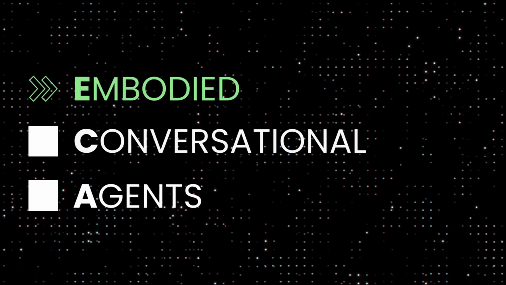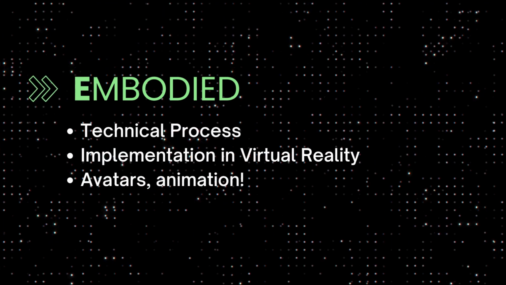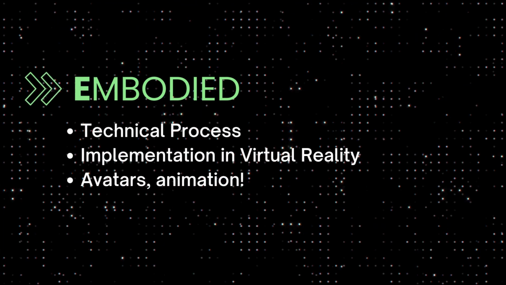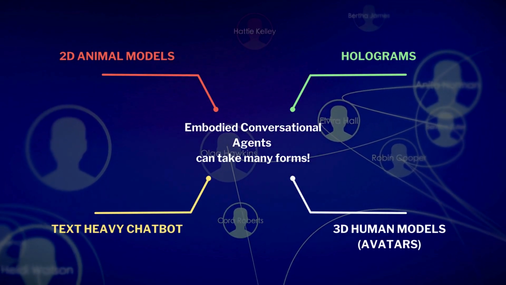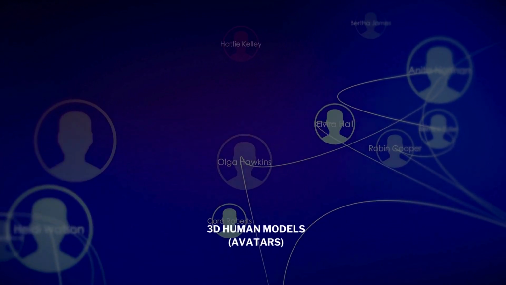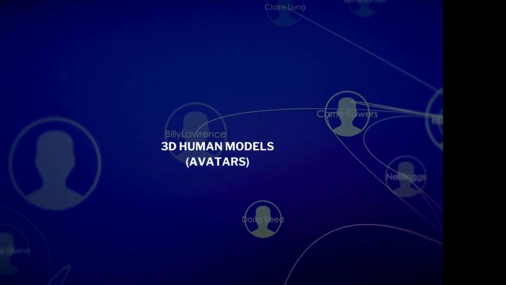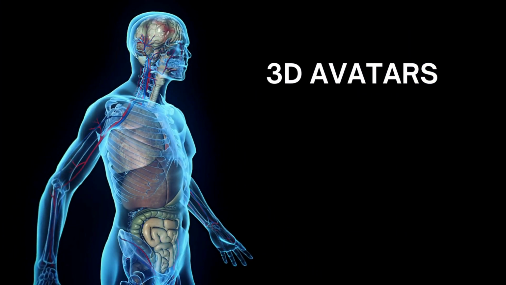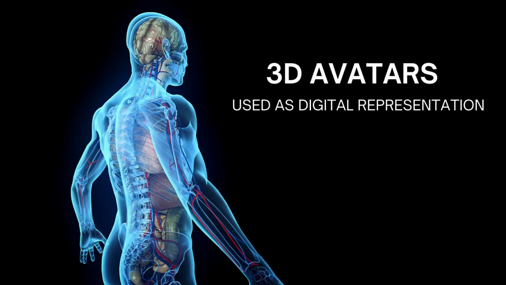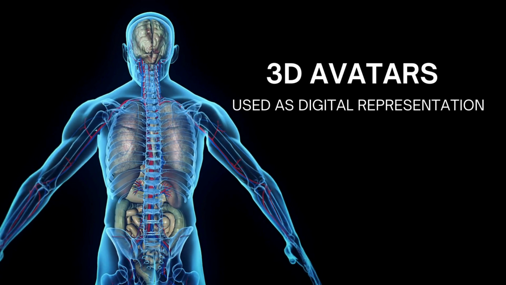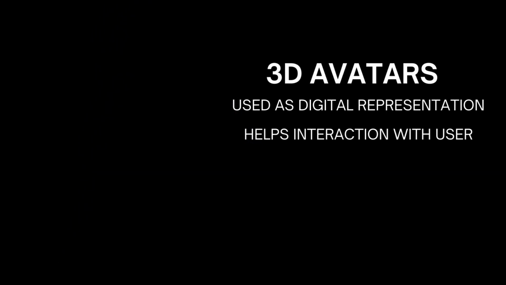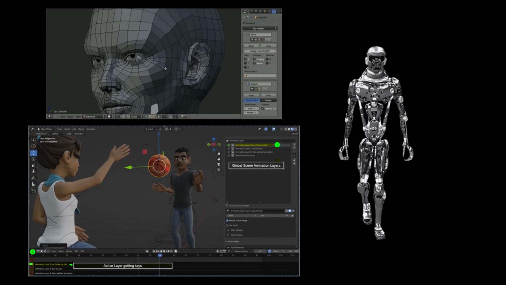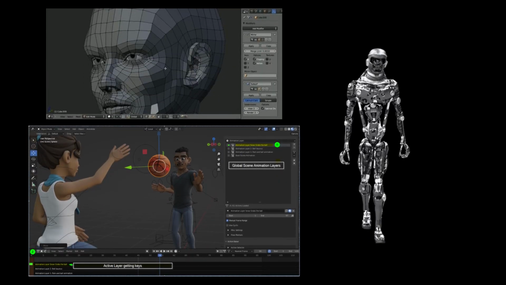First of all, let's look at how ECAs are embodied. We'll be looking at an overview of the technical process of ECA creation in VR. Let's bear in mind that ECAs can take many forms, but as we are looking at a virtual reality implementation, let's stick to 3D avatar models. These models are digital representations of ECAs in the virtual world, designed to make interactions feel natural and engaging. Modeling allows avatars to mimic human appearance, and animation systems allow avatars to mimic human movement.